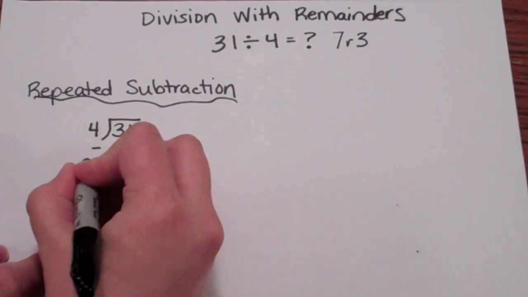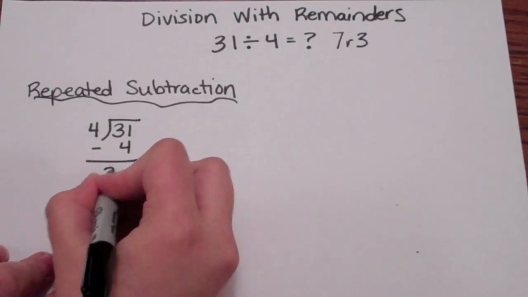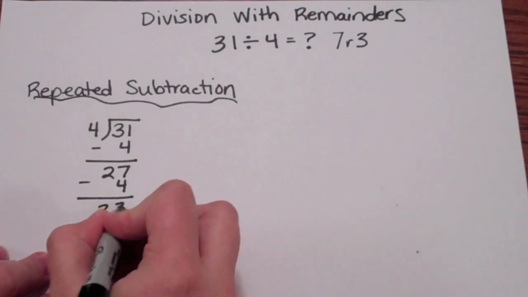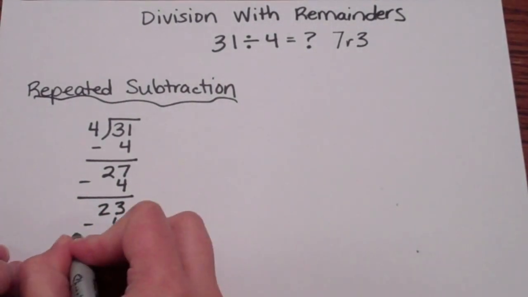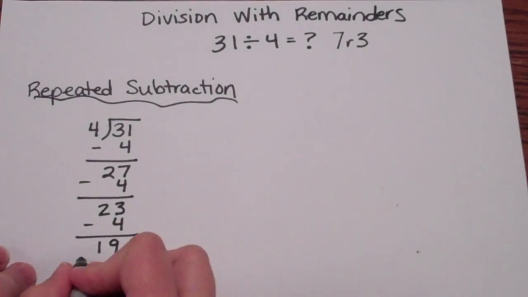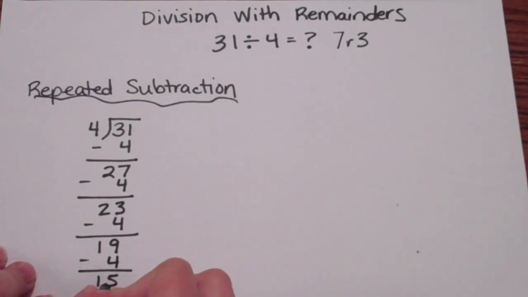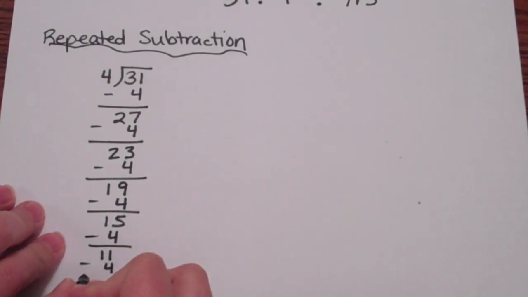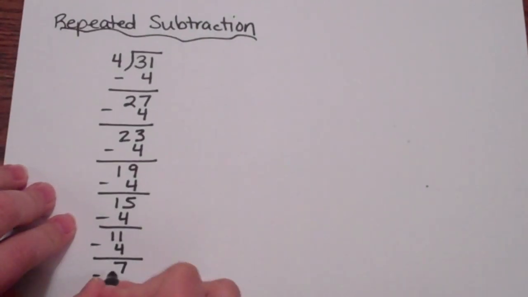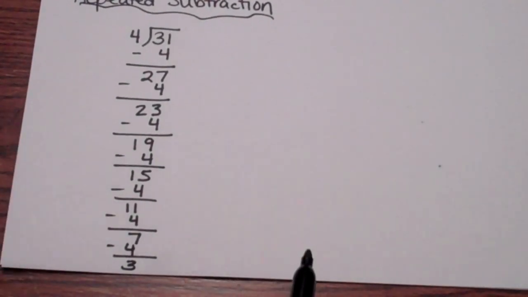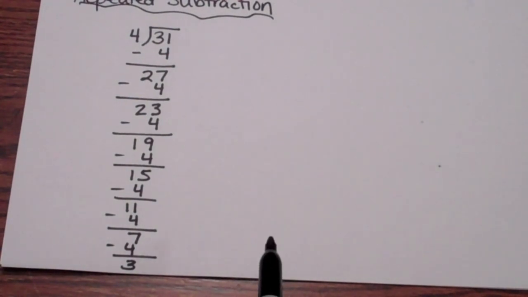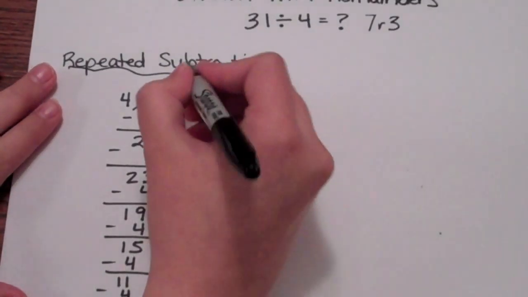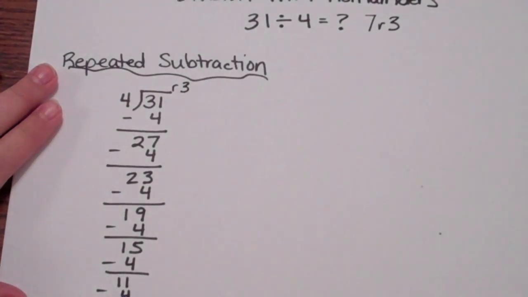So 31 minus 4, 27, minus 4, 23, minus 4, 19, minus 4, 15, minus 4, 11, minus 4, 7, minus 4, 3. Now, I cannot take out 4 any more times. 3 is less than 4. So, I know that my remainder is 3. Remainder 3. I have 3 left over.